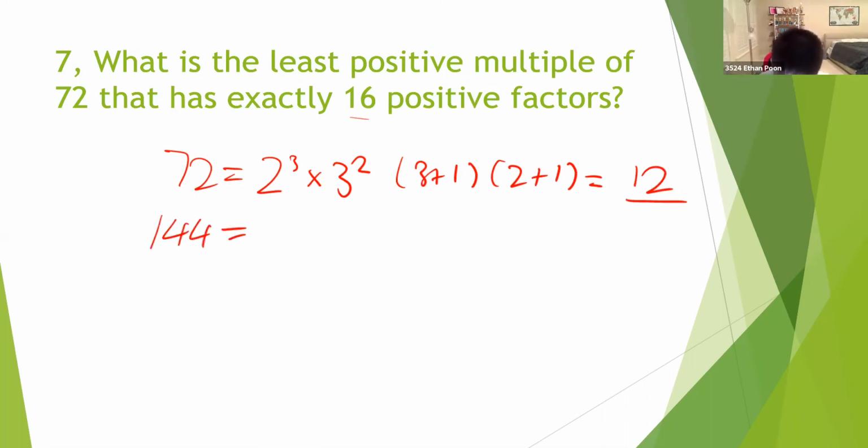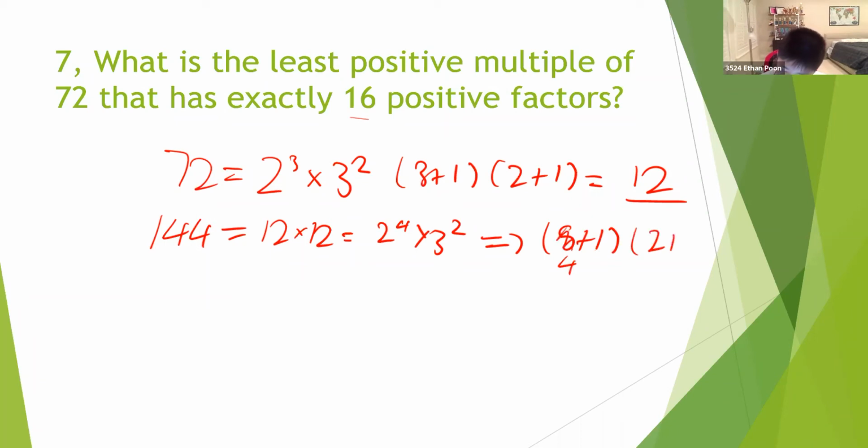Next, the multiple of 72 is 144, so that's 12 times 12. And so we add 1 to both the exponents, and wait, no, that's 4. That's supposed to be 4. And 2 plus 1 equals 3, so 5 times 3, that's 15. Again, still not 16, so we're going to move on from that.